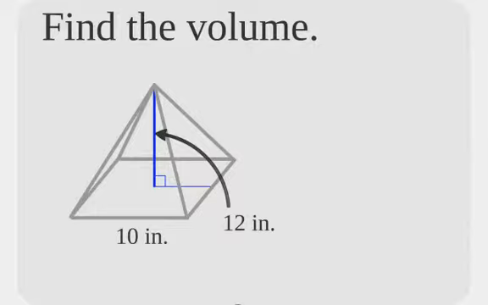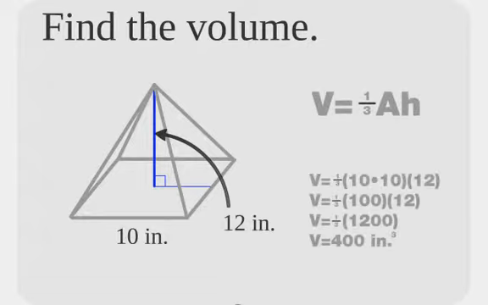We're going to do length times width. Well, the width here is 10 and 10. Okay, so it's 10 by 10. And then we could multiply it by 12 and take 1/3 of it. So 10 times 10, 100, times 12 is 1200, and then divided by 3 is 400. 400 inches cubed. Remember, it's going to be cubed because we're doing volume.